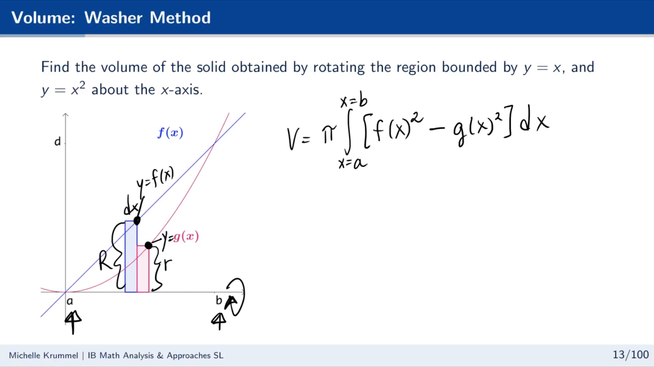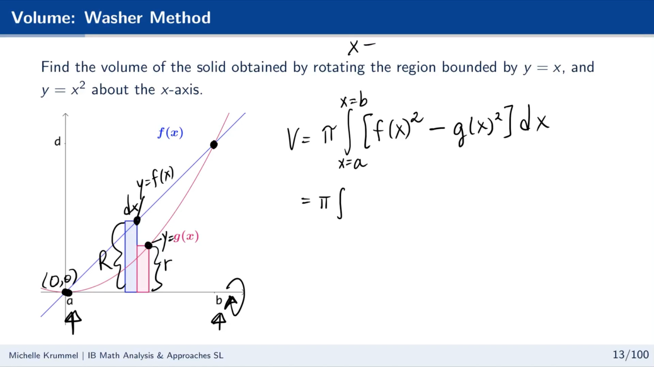Now we know the equations for f of x and g of x, so we can actually work this one out. We have to figure out our interval. So this one here starts at the origin and it goes to this point of intersection right here. So now I have to figure out where f of x intersects g of x. And we know we've got the equations y equals x and y equals x squared. So to see where they intersect, we would set them equal to each other.